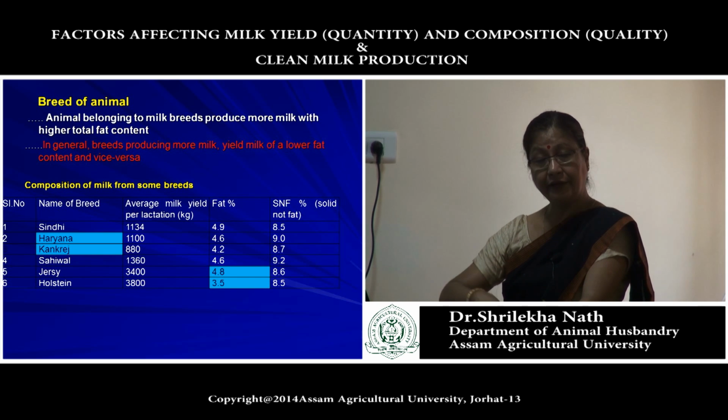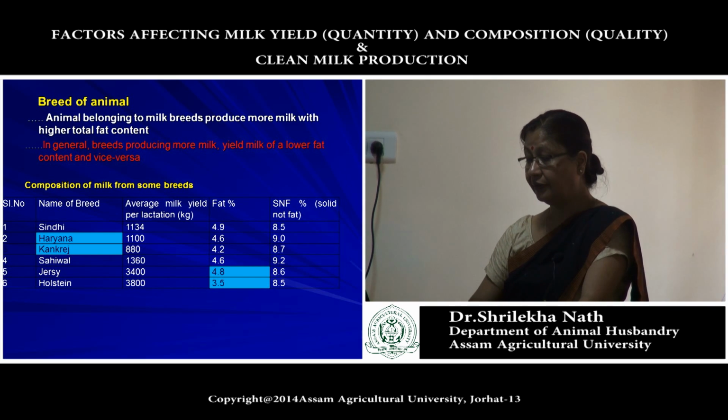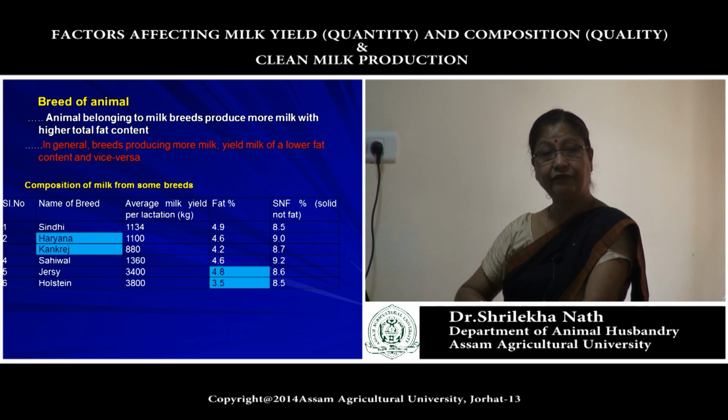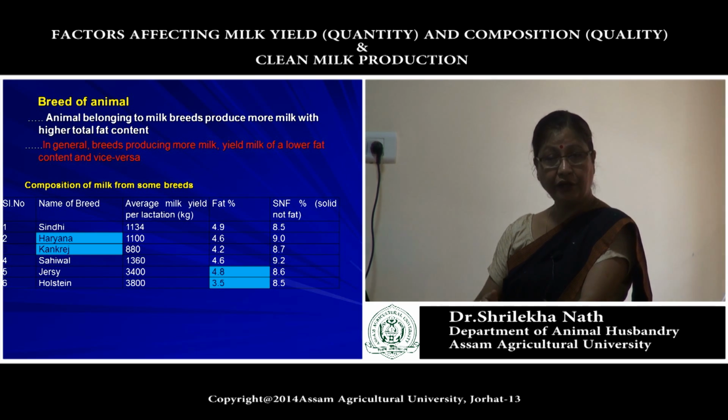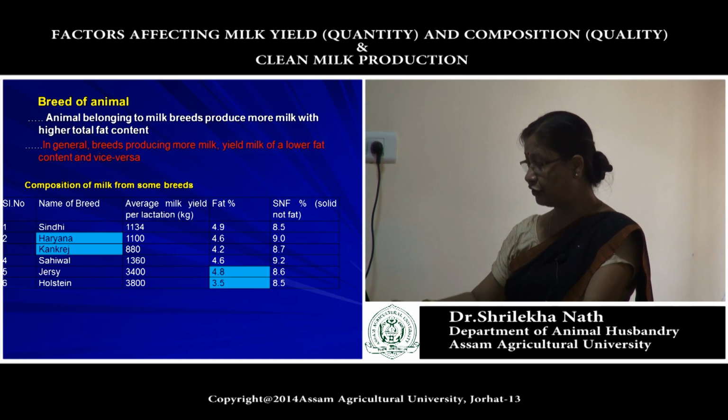In Haryana and Kankrej, Haryana is a dual purpose breed, the milk yield is less and the fat percentage is also less. Here too, according to the breed, the percentage of fat varies. This is the individual variation of the animal.